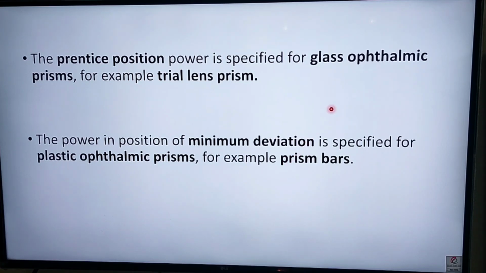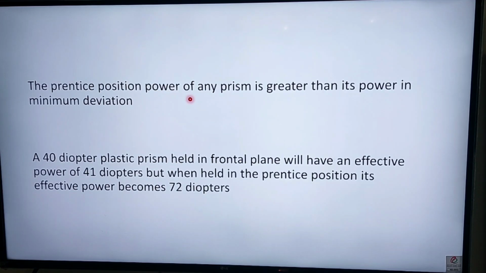If you look at an example, the glass ophthalmic prisms are held in the Prentice position, which include the trial lenses, while the plastic ophthalmic prisms are specified for minimum angle of deviation, which includes the prism power.